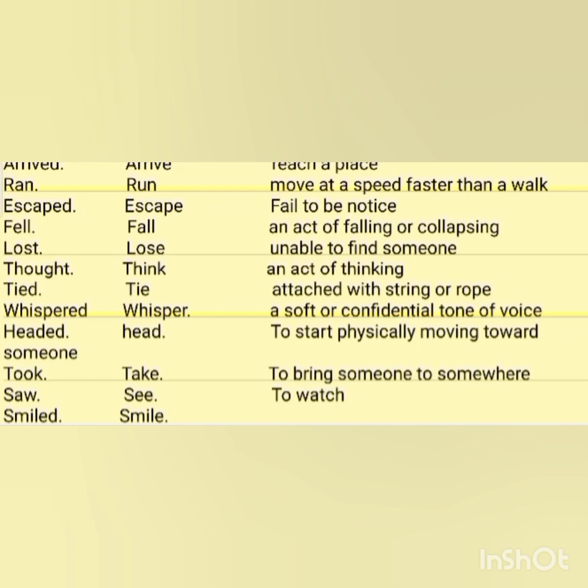The next one is thought, and its first form of verb is think. So everyone knows it's an act of thinking. Then tied, and its first form of verb is tie. It means to attach someone with string or rope. And next is whispered, and its first form of verb is whisper, a soft or confidential tone of voice.